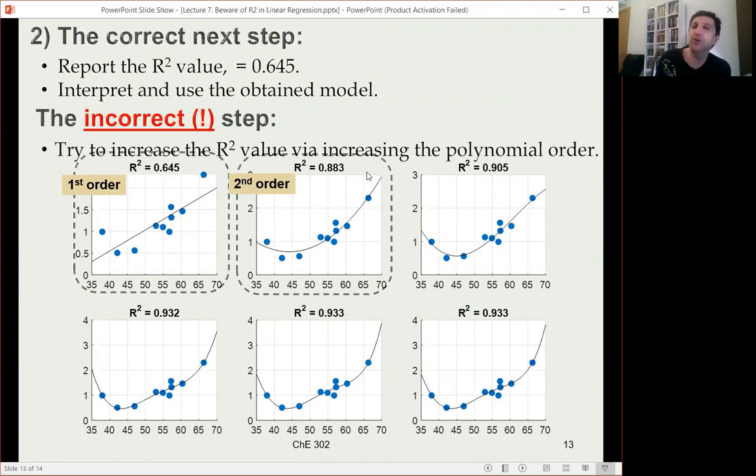There is nothing physical going on here. You increase the order and R square increases. And how is this possible? It is due to the additional flexibility we now have. Let's only think about geometrical terms.